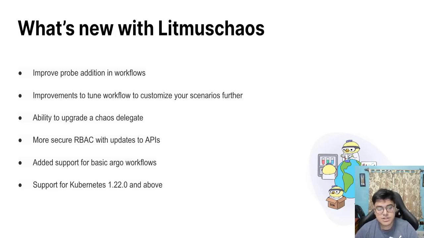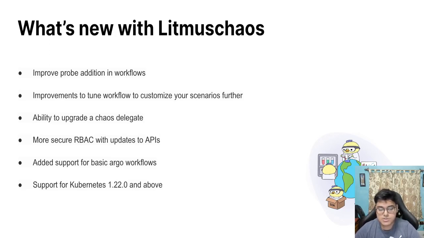Third, we have the ability to upgrade a chaos delegate. Let's say you are on the latest version of Litmus, running your Litmus workflows deployed with the latest version, but the community has pushed a few updates and you're a bit behind on the upgrade part.